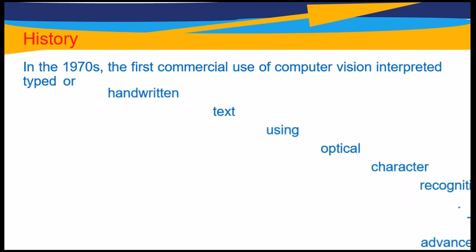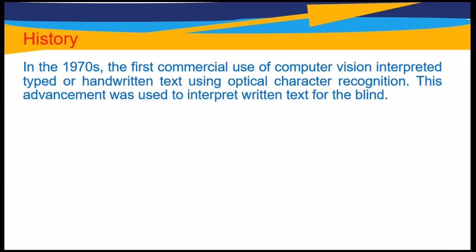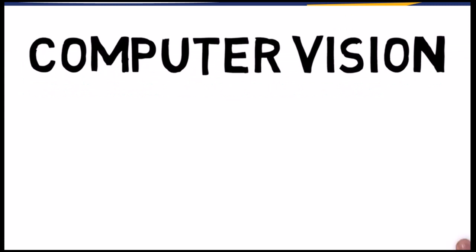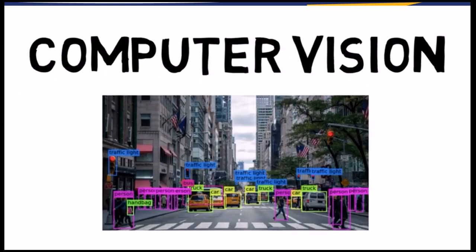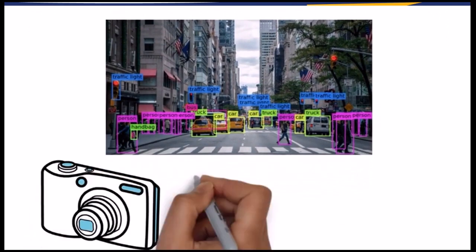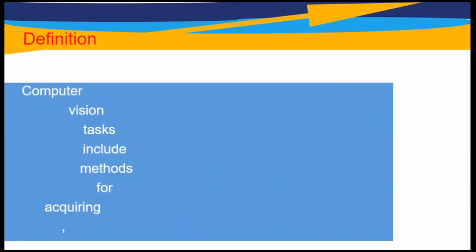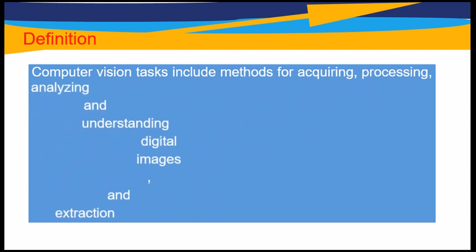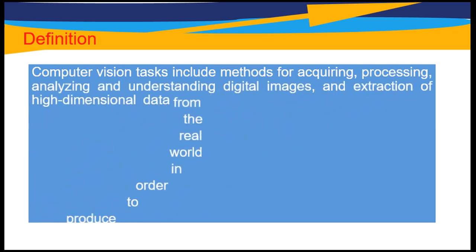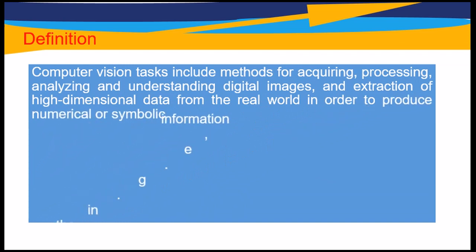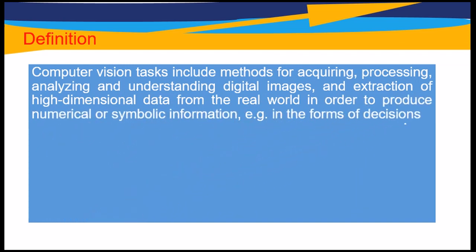Computer vision is an interdisciplinary scientific field that deals with how computers can be made to gain a high level of understanding of digital images or videos. From the perspective of engineering, it seeks to automate tasks that the human visual system can do. Computer vision tasks include methods for acquiring, processing, analyzing, and understanding digital images, and extraction of high-dimensional data from the real world in order to produce numerical or symbolic information in the form of decisions.